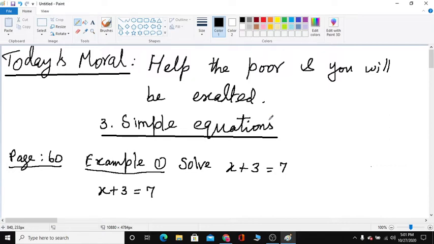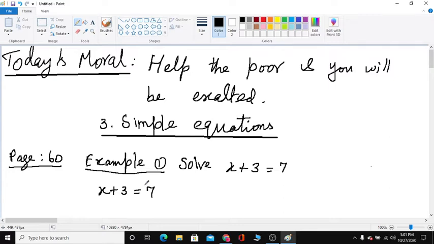Now you see, what is the given equation? X plus 3 is equal to 7. What is on the left side? X plus 3. Right side, 7. Solving the equation means we are going to find the value of the unknown variable x.